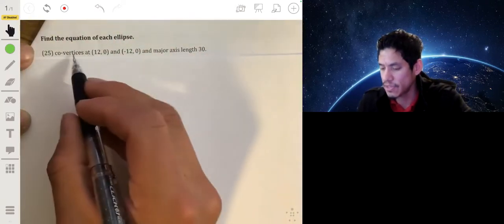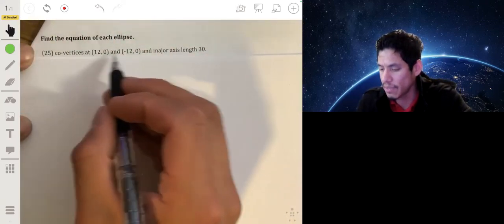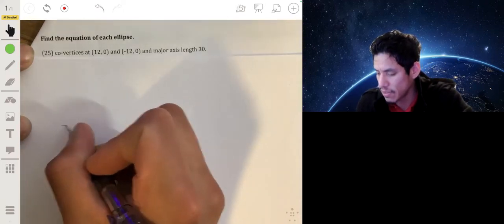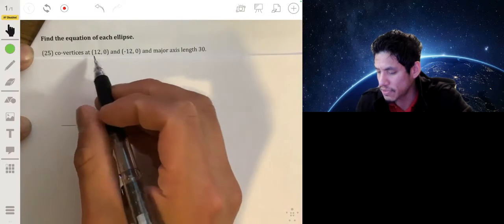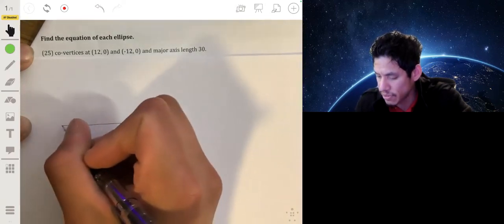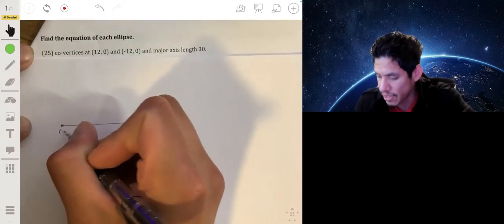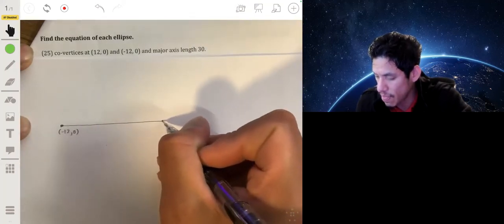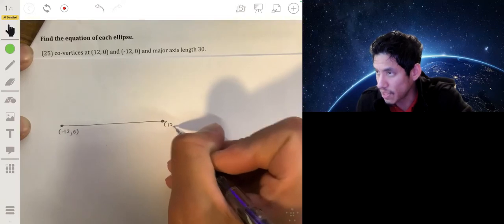So the co-vertices are going to be opposite from each other. So if we draw an axis left to right, since these are x coordinates, we're going to have one over here at (-12, 0), and the other one at (12, 0).